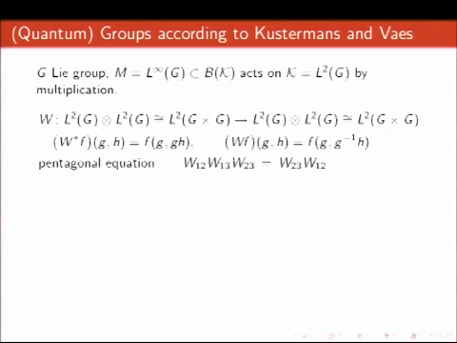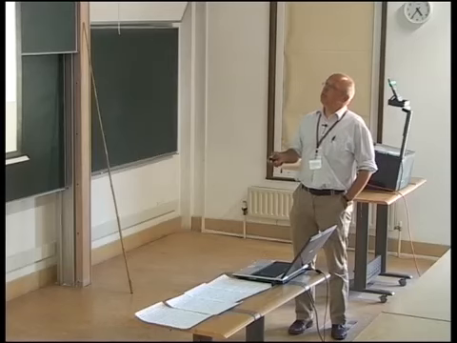And in the classical case, this is a very explicit formula. W of F is just that you mix the two arguments of the functions. And then it's easily checked that this is unitary. If I first apply W and then W star, the adjoint, then you get the identity, and also the other way around. So this is easily seen to be a unitary operator. And moreover, it satisfies the pentagonal equation.